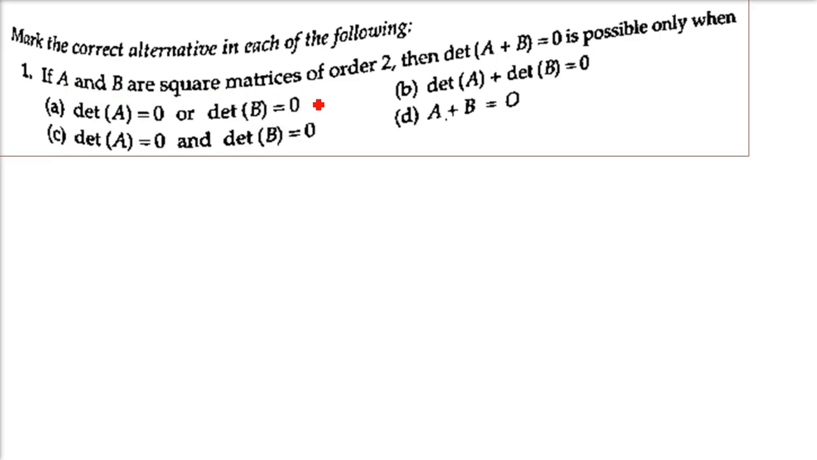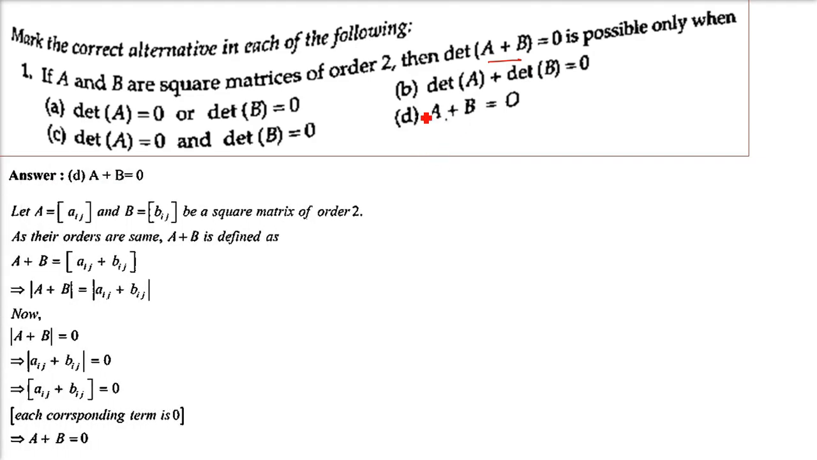So, if A and B are square matrices of order 2, then determinant of A plus B is equal to 0 is possible only when. So let me tell you, the answer is D, and this is quite obvious. Why? You can do it in many ways to interpret, analyze and show it. But when we have A and B, and when we add them, and then we take the determinant of it to be 0, that is only possible when A plus B is 0.